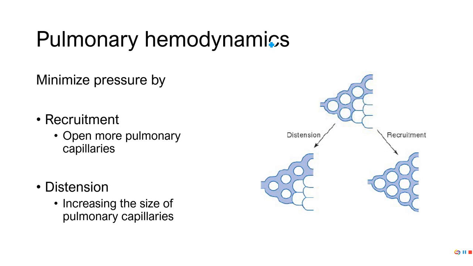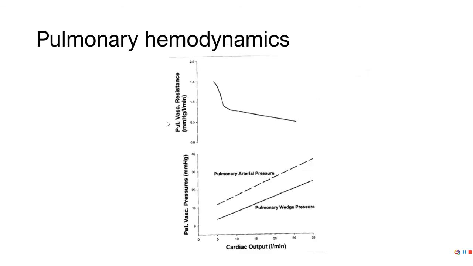The other thing that can happen is that we can distend. These capillaries can get bigger. Okay, and if they can get a little bit bigger, they can accommodate more blood. So we can recruit more capillaries, and the capillaries that we do have open can get bigger to accommodate more blood. All right, so I want you to look here at what is going on.